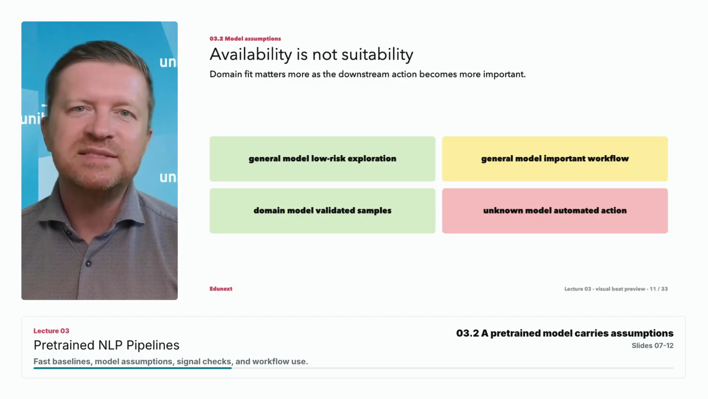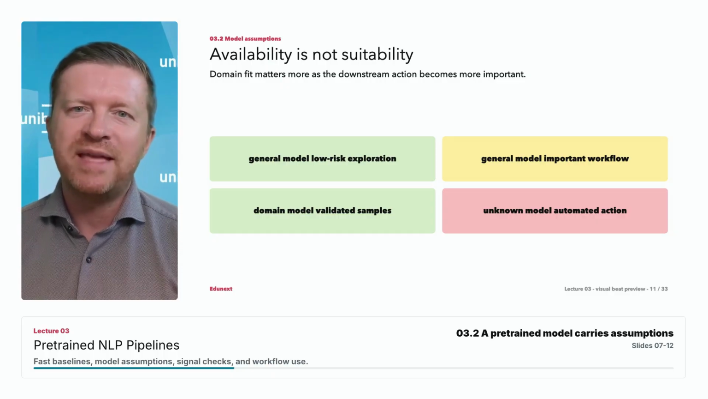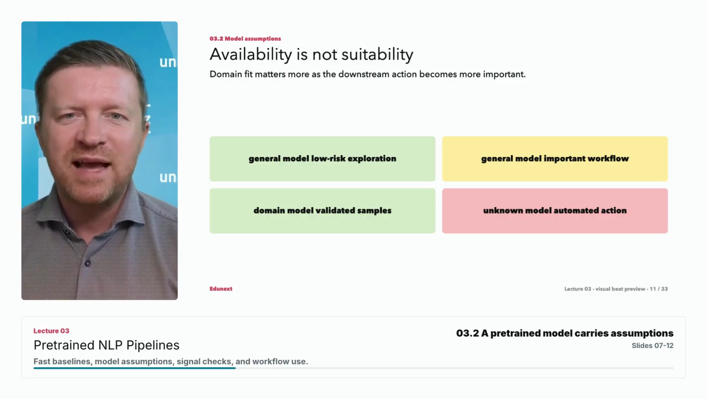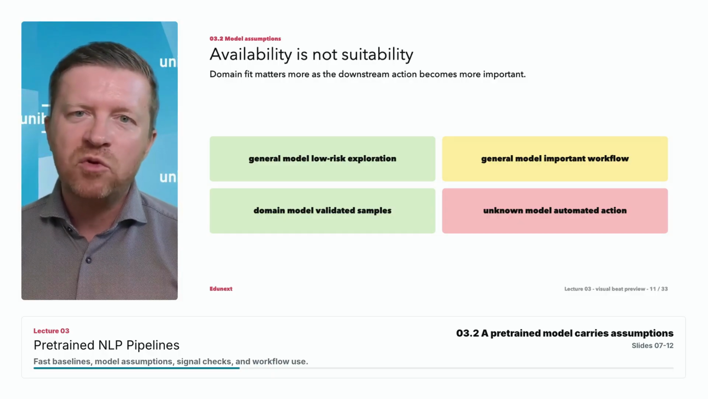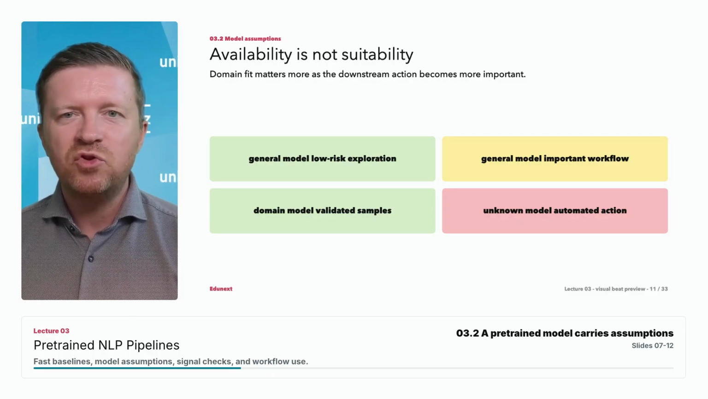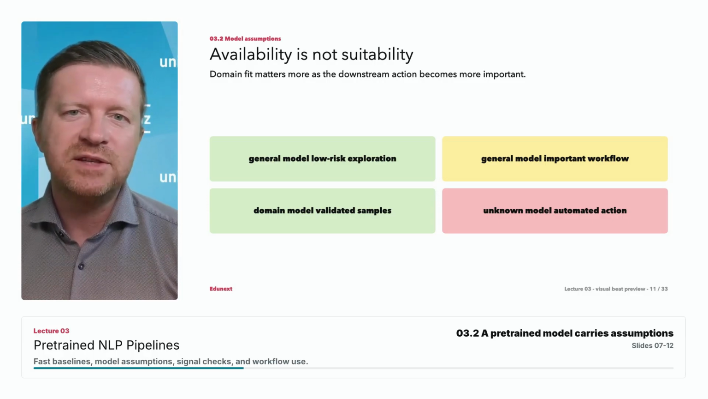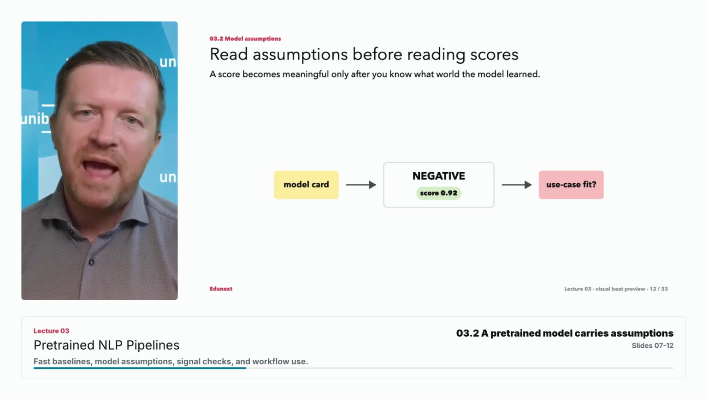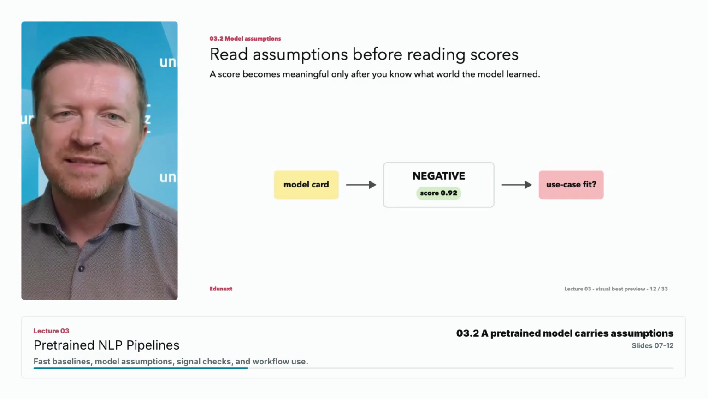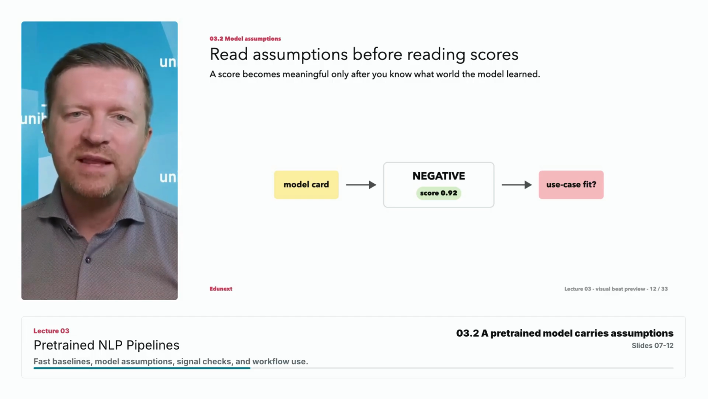Domain fit is the practical question. A general model may be perfectly good for exploration, especially when the task is low risk. If you are just trying to understand a data set, a general pipeline can help you move quickly. But if the prediction will trigger a customer workflow, route a complaint, or support a business decision, then the bar is higher. You may need domain examples, manual checks, or a more specialized model. Before trusting the output, read the assumptions before reading the scores.